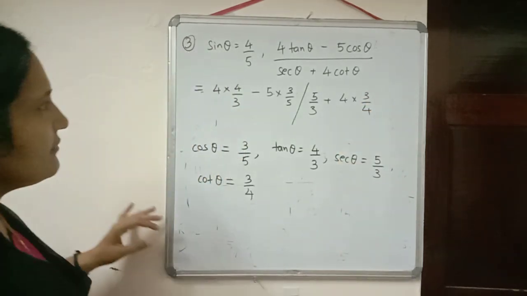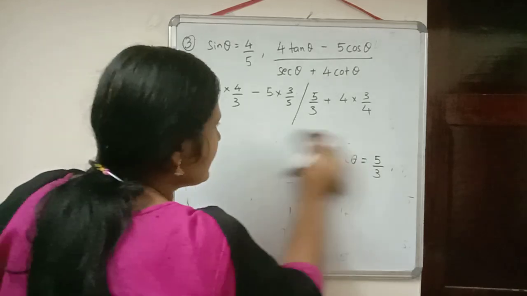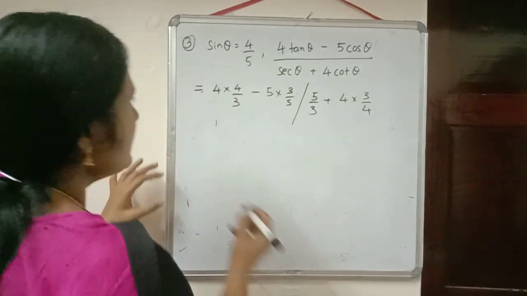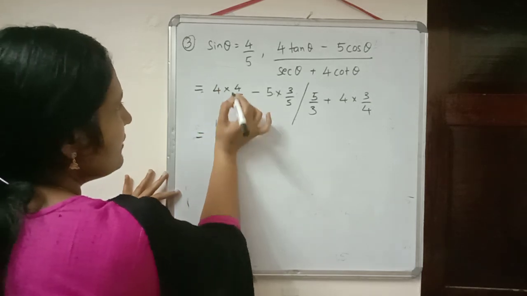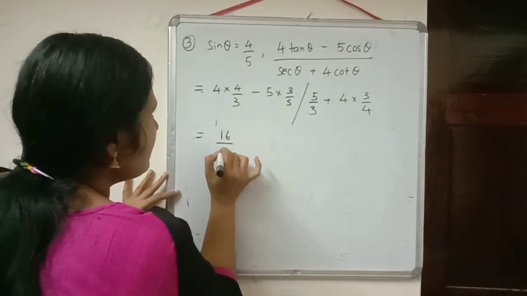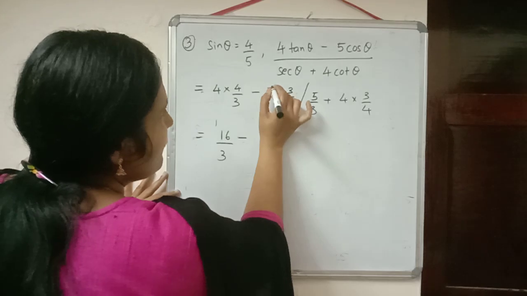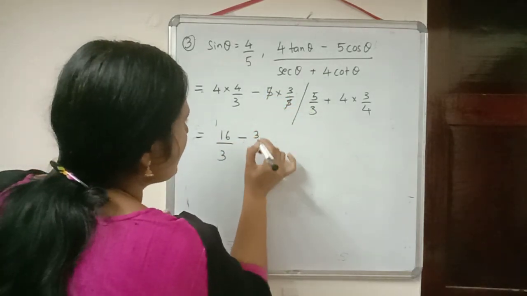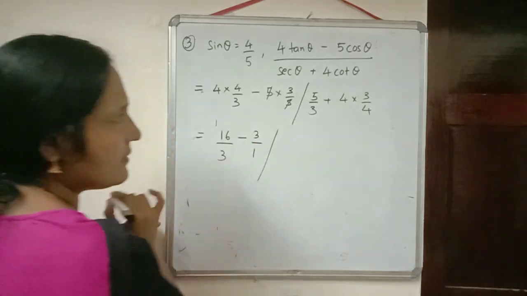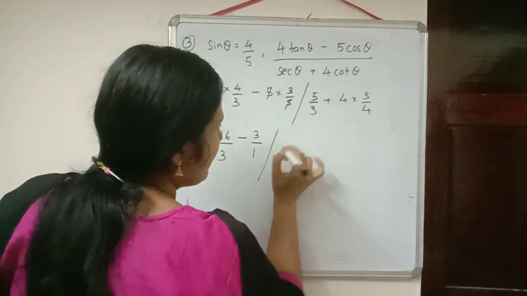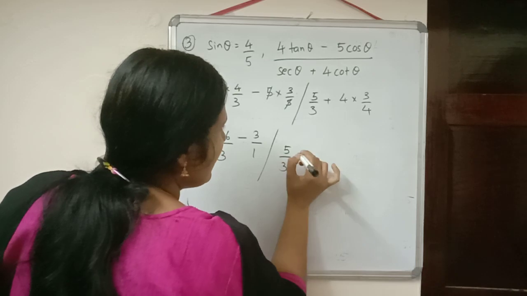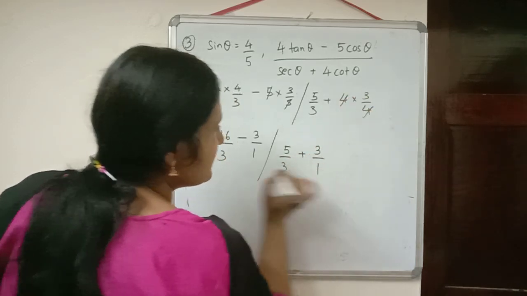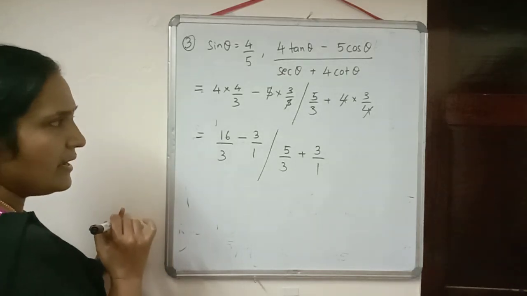So now we can check if any cancellation is possible. We can cancel it and then we will simplify. So here cancellation is not possible. So we can write down there 4 4s are 16 by 3 minus 5 and 5 here we can cancel. So it will be equal to 3. 3 can be written as 3 by 1. Here also 5 by 3 we will write as it is plus 4 and 4 will get cancelled. We will get here it is equal to 3. So 3 can be written as 3 by 1.